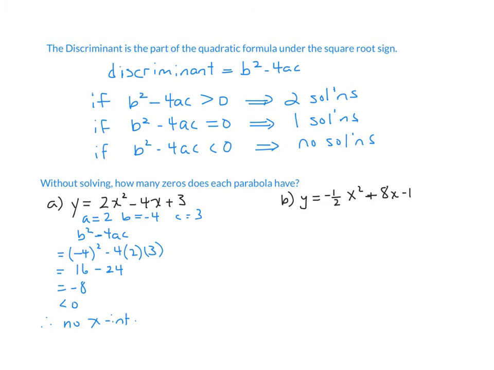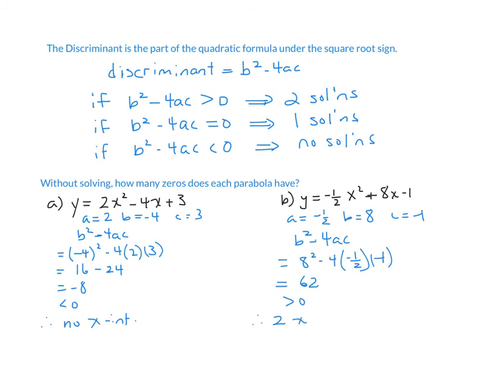All right, so again, we can try that with this one. A equals -1/2, B equals 8, and C equals -1. We're going to check the value of b squared minus 4ac. B is 8 squared minus 4 times -1/2 times -1. That's a 1. That's going to give me 64 minus 1/2 of 4 is 2, so 64 minus 2 is 62. So 62 is positive, that's greater than 0, so there will be two x-intercepts.